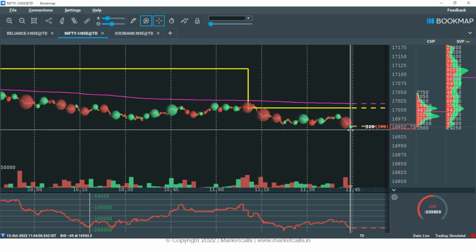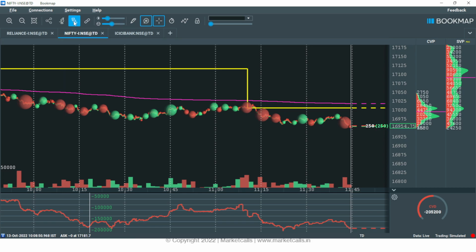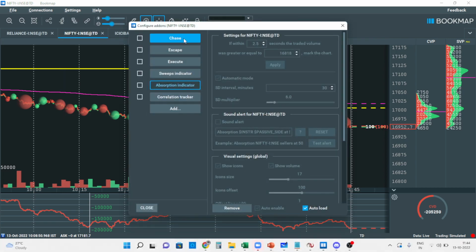A very good learning day to understand how a trending day will look like, or how to monitor for a trend day. What are the factors that we have to monitor for a trend day? And there are a couple of add-ons there. Maybe in our upcoming sessions, we'll talk one by one. So a lot of chase, escape, execute, sweep indicators, absorption indicators, correlation trackers, and much more things are there.